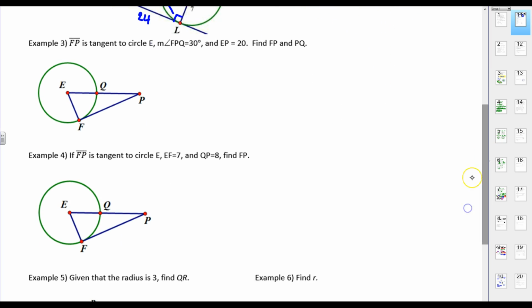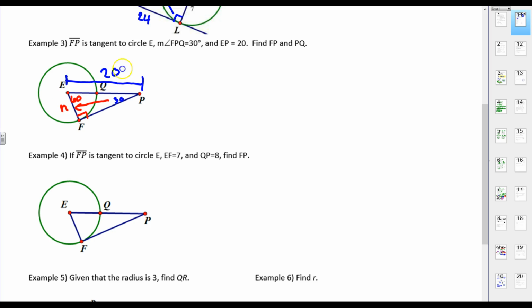Let's take a look at another example. Here, I know that FP is tangent to the circle and that the measure of angle FPQ is 30 degrees. So this guy here is 30 degrees. I know that from E to P, that's this whole segment here, is 20. And I want to find FP and I want to find PQ. Well, this is actually a pretty cool problem because if this is a 30-degree angle and this ends up being a right triangle, this angle here is also 60, which makes this a 30, 60, 90 triangle. So it follows the 30, 60, 90 pattern.